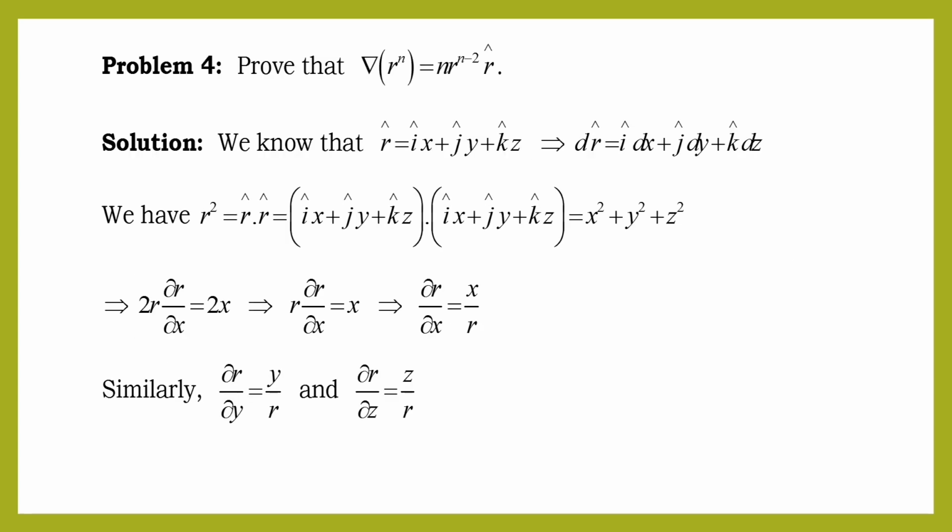Let us take problem number 4. In this problem, we have to prove a formula: del r power n equals n r power n minus 2 r cap. Solution. We know that the vector r cap equals i cap x plus j cap y plus k cap z.